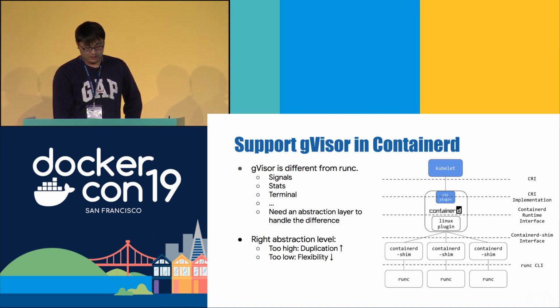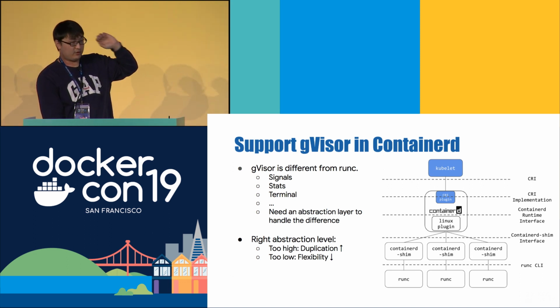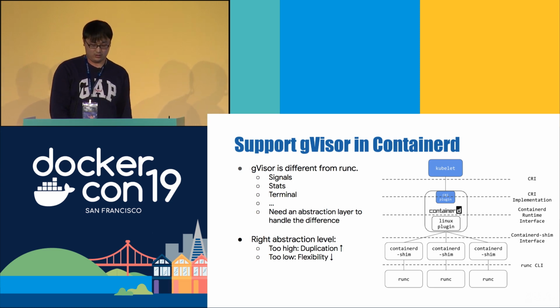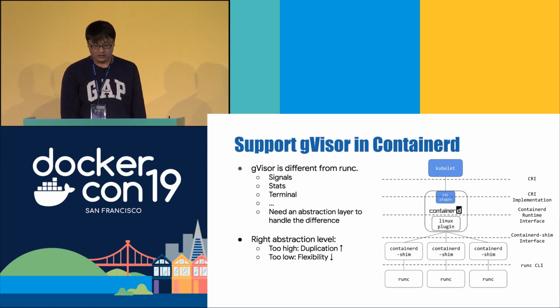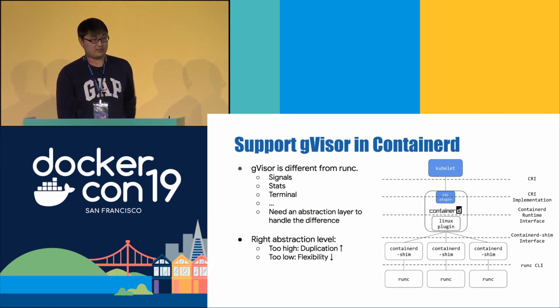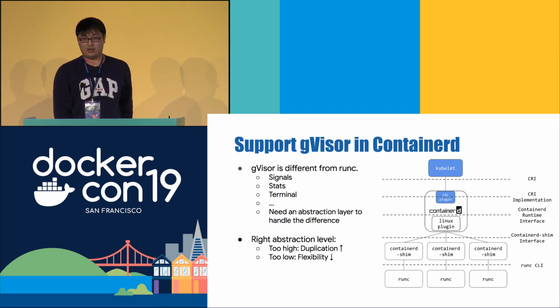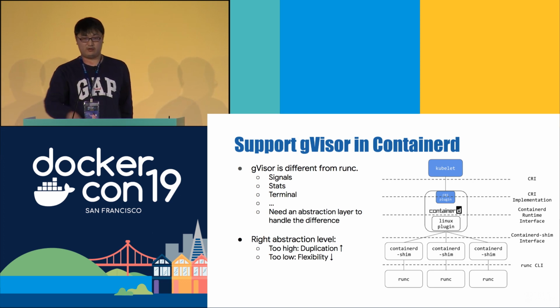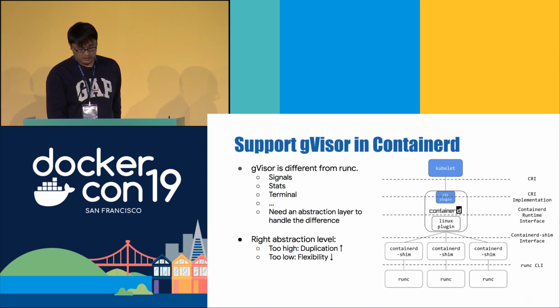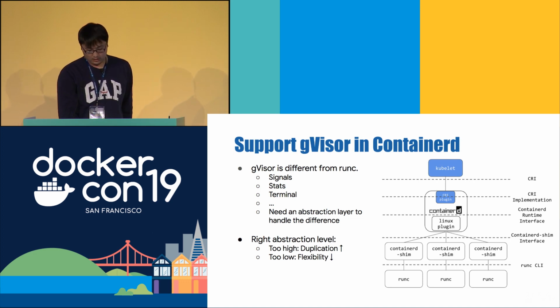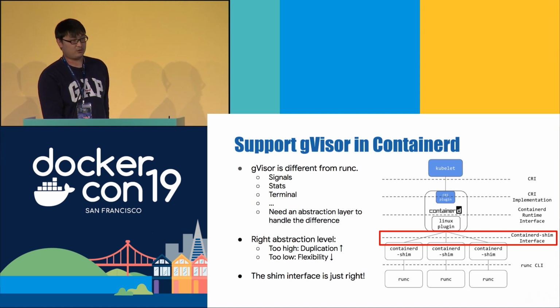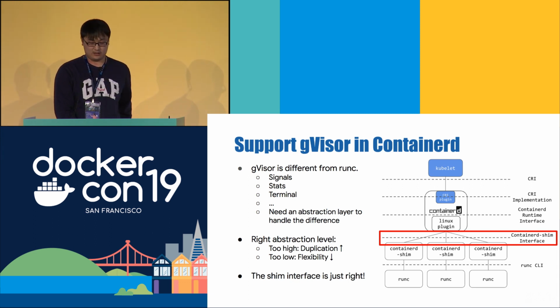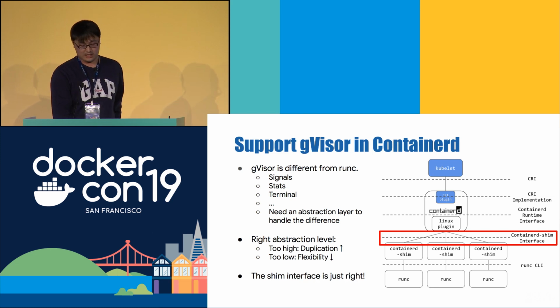And so when we started trying to do this, we basically reviewed all the layers where we can plug in different logic. And we found that if the abstraction level is too high, for example, if it's as high as CRI, then we basically need to re-implement the whole stack. But if it's too low, as low as the runC level, it's already proved that something doesn't work. For example, signals, because gVisor is different from runC, we cannot do things exactly the same. And after some investigation, we found that the containerd shim interface is actually just right for the use case. It's not too high or too low. It contains everything we need.